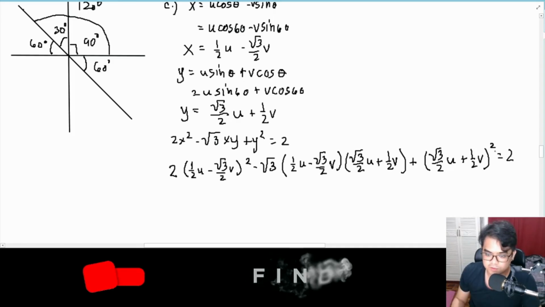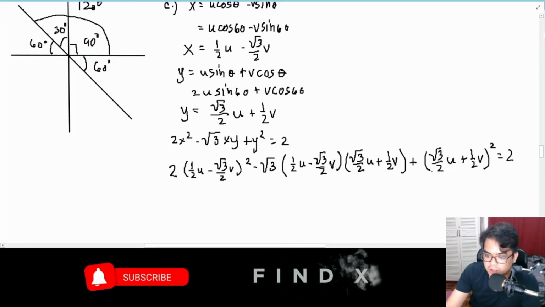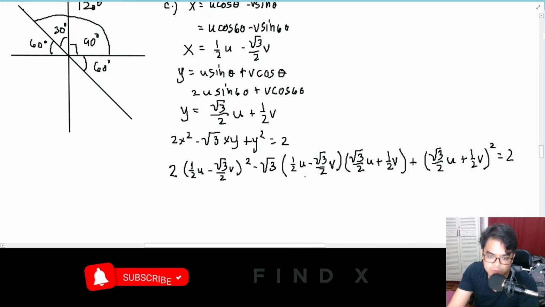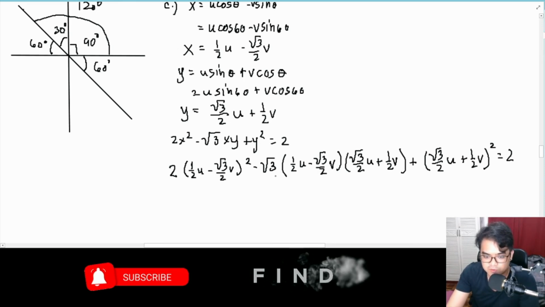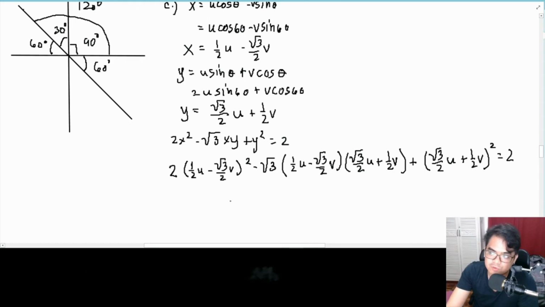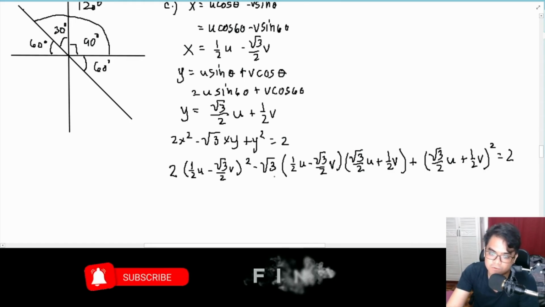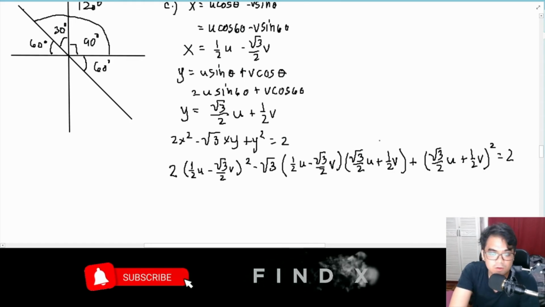And then all you have to do is just do it algebraically, and for sure you won't have any xy term any longer. I won't be doing this because it will be too long, so you can just do it algebraically on your own. But for sure you will end up with something like u squared, uv, and v. Okay, so let's move on to the next topic.